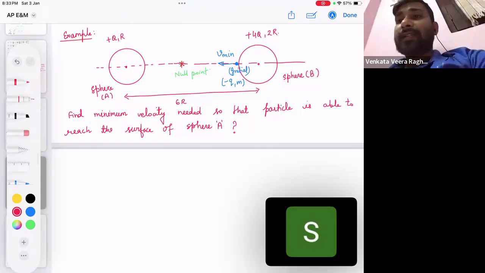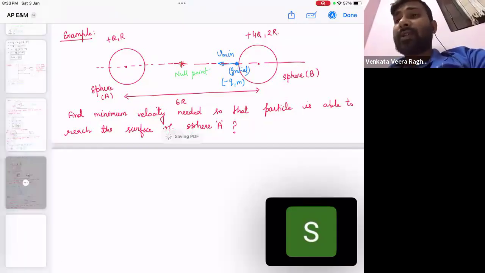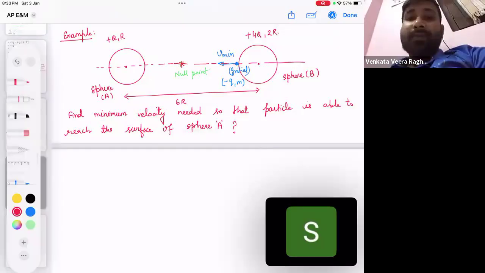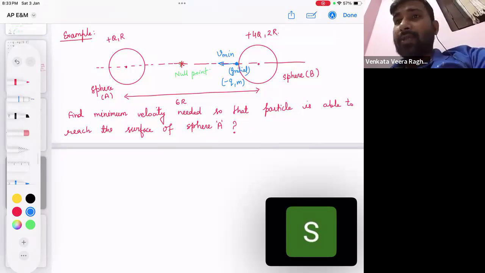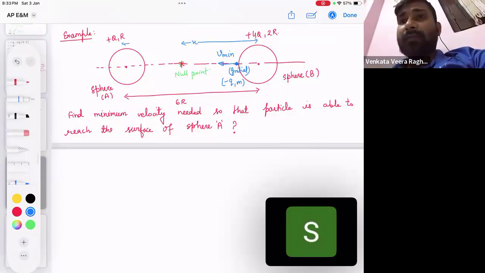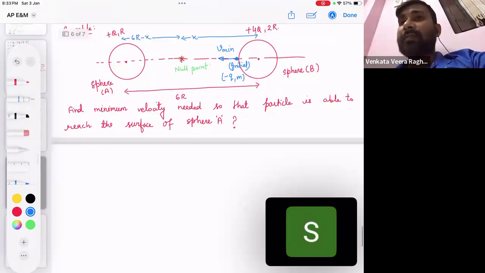One is the energy conservation between the initial point and the null point, and second is how to identify where the null point is. Understood? And null point means what? The point where the net field is zero. So let's say the null point exists at this point, and I'm going to assume the null point is x distance from the center of sphere B. So that will become 6r minus x from the center of sphere A. All the distances I am measuring from the center.